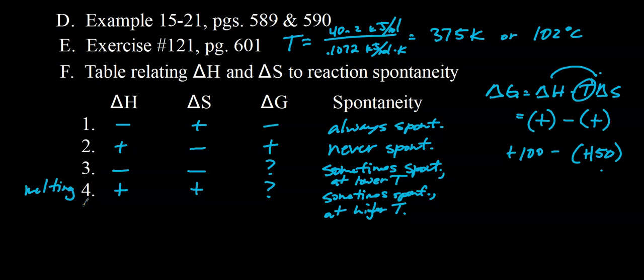Let's try one more. How about freezing of water? First of all, freezing is exothermic, so either 1 or 3. Freezing involves changing from a liquid to a solid, so we have a decrease in entropy, so that would be number 3.